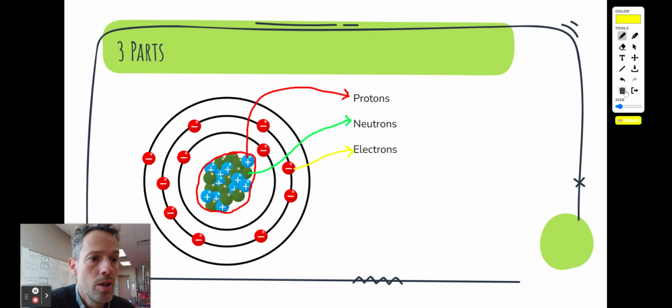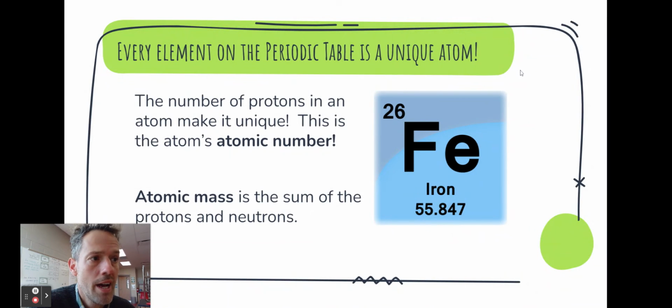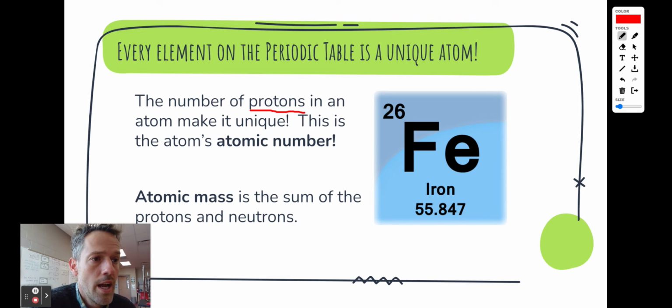Really important thing to know about atoms is that each element is its own unique type of atom. So if we were talking about the element iron, iron is its own unique type of atom. It's different from every other element. And what determines what the element is, what the atom is, is its atomic number. So the number of protons in an atom is what determines what element that atom is. So this is also called the atomic number.